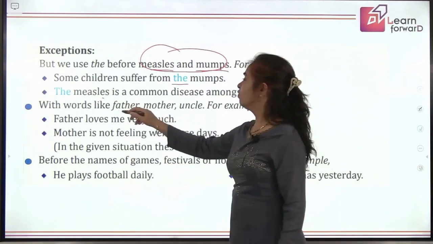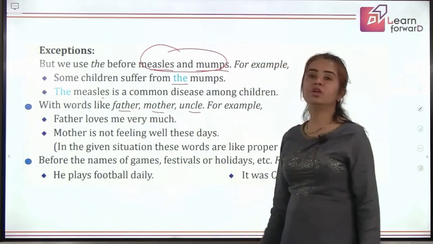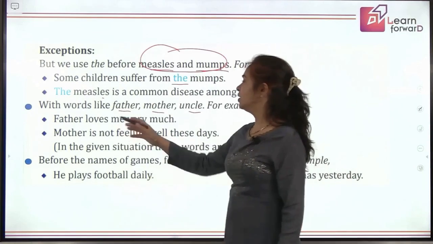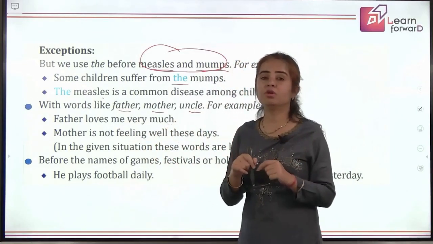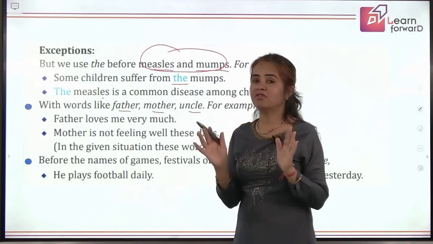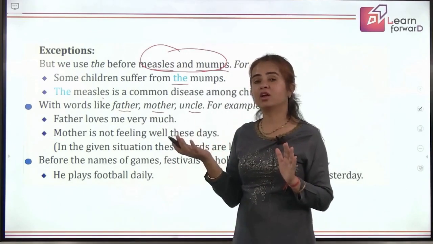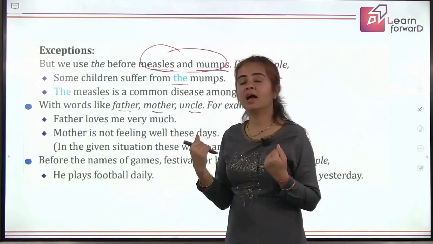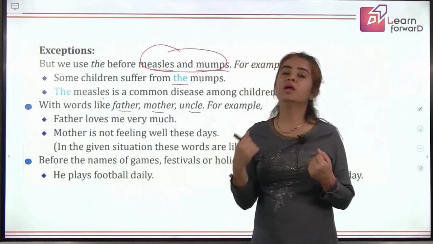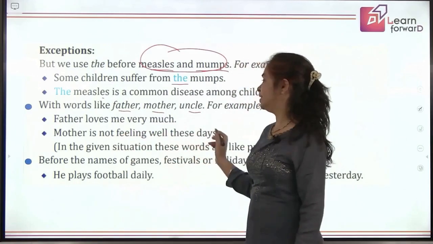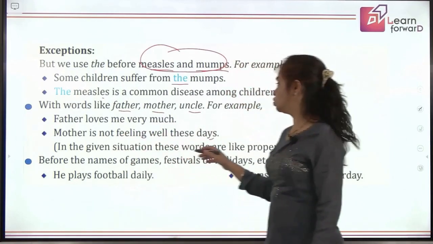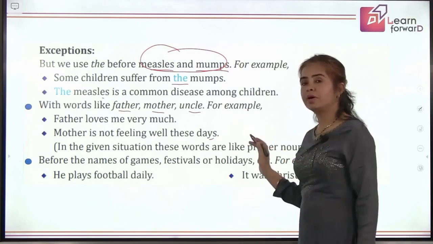With words like father, mother, uncle, we do not use an article. Father loves me very much. I'll not say the father. Although I'm talking particularly about my father, I'll not say the father is at home. I mean to say my father. I'll either say my father is at home or I'll simply say father. Mother is not feeling well these days. So here in these situations, these are like proper nouns only.